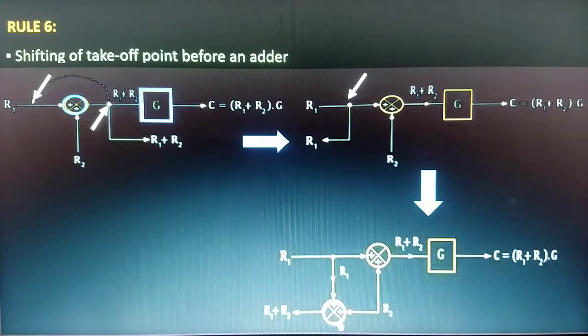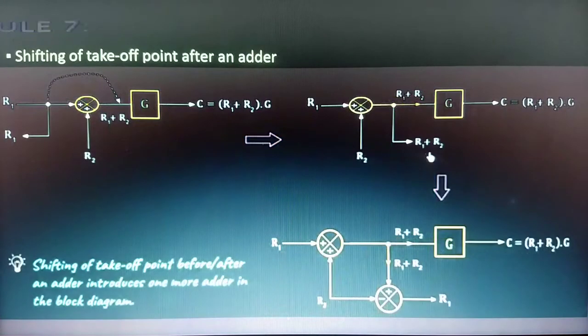In that case, we can say that if you want to shift a takeoff point before the adder, we need to add one more adder in order to maintain the output of this takeoff point. So now we're done with rule number 6. We'll now move on to rule number 7.